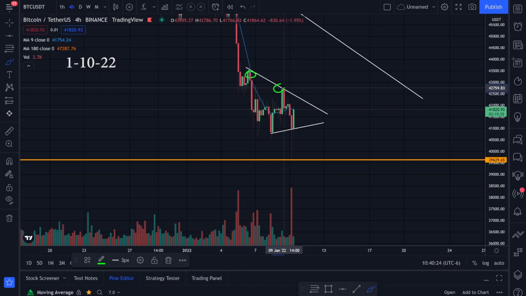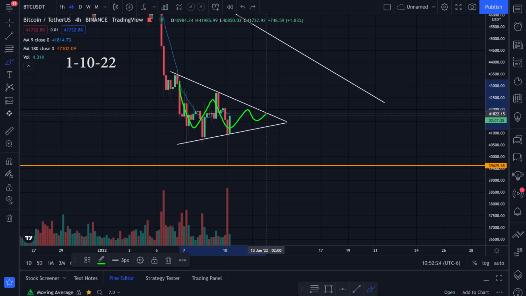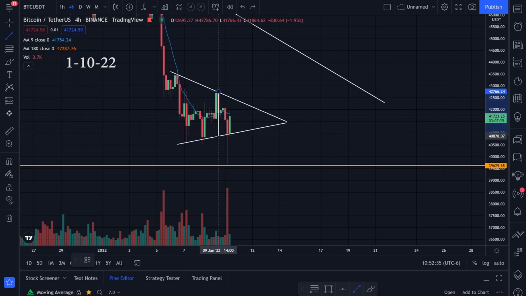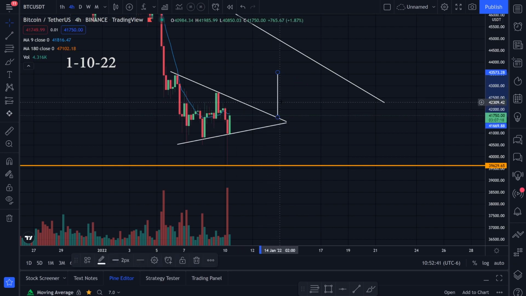We got that resistance, support. We're forming this triangle pattern, something like this. Let's see if we break to the upside or to the downside. I think if we break to the upside, what we could do is drag from the top to the bottom of this triangle. Once we do break out, we could drag this to the breakout, wherever that happens to be, and we could look at something like that.